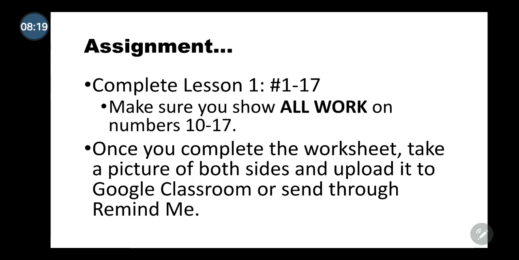Okay, so here's your assignment. Complete lesson 1, numbers 1 through 17. I want you to make sure that you show all your work on numbers 10 through 17. Once you complete the worksheet, take a picture of both sides and upload it into Google Classroom or send it through Remind Me. Then hold on to your worksheet, because you will need to turn that in when we return back to school. If you have any questions, feel free to contact me through Google Classroom or Remind Me.